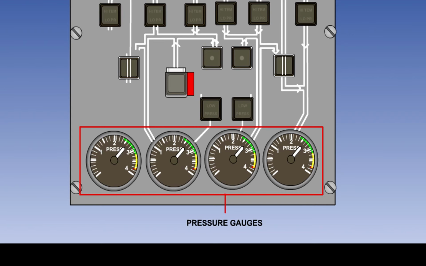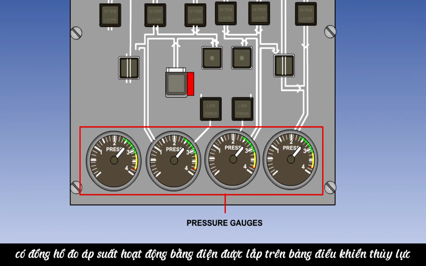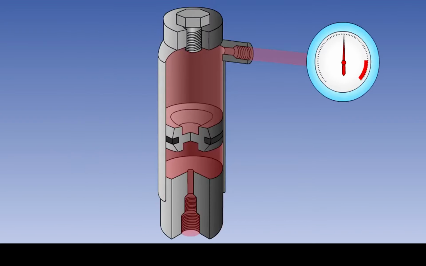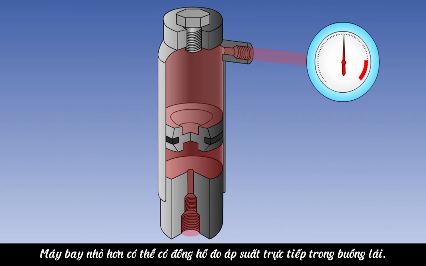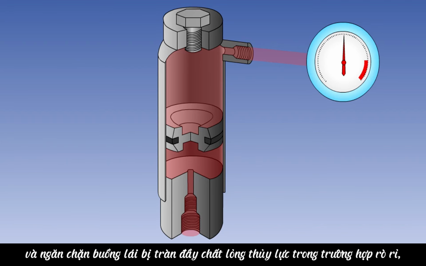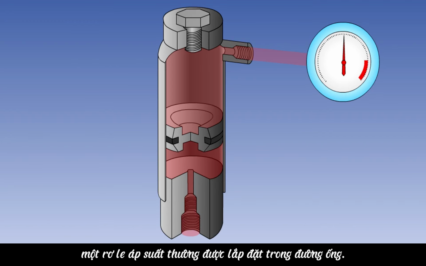Large aircraft have electrically operated pressure gauges fitted on the hydraulics panel to indicate system pressure. Smaller aircraft may have a direct reading pressure gauge in the cockpit. In order to protect the system from leaks in the pipework to the gauge, and to prevent the cockpit from being filled with hydraulic fluid in the case of a leak, a pressure relay is often fitted in the line.